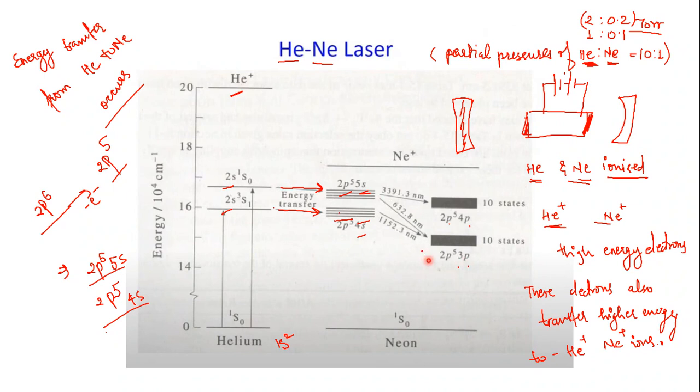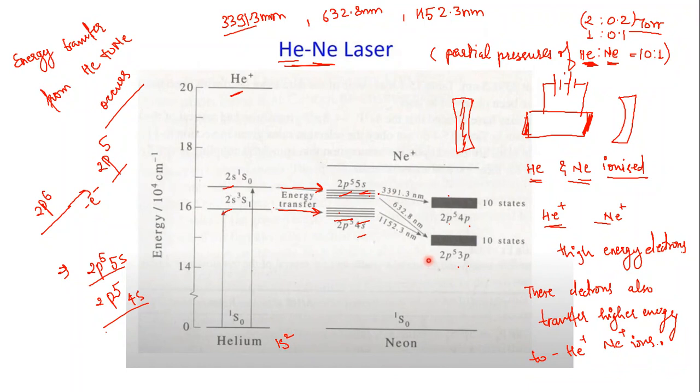The energy transfer occurs. The second point to note is, depending on from which state to which state the energy transfer is happening, there are different wavelengths of light which you can get from the helium neon laser. So here they have given three values. The first is 3391.3 nanometer. The second is 632.8 nanometer. The third is 1152.3 nanometer. The higher the energy, the lower the wavelength.